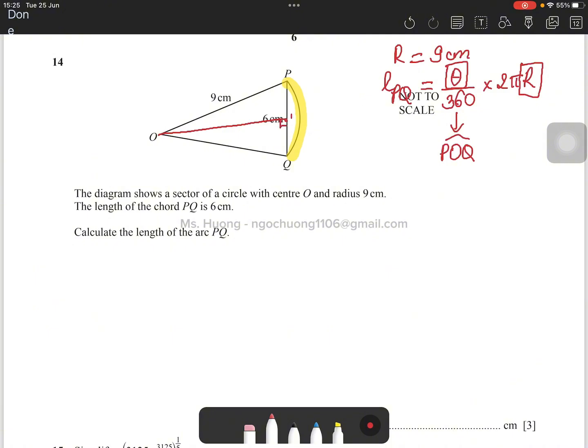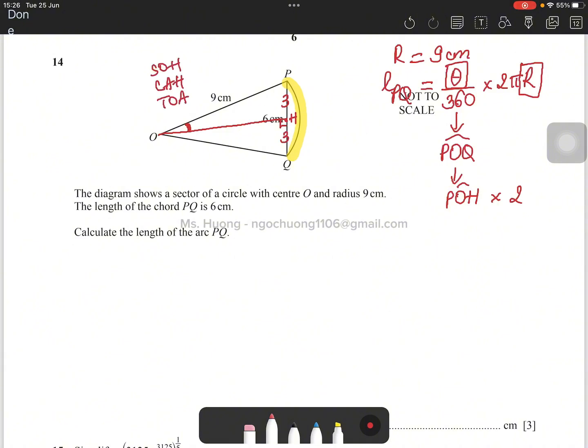And I'll call this point H. Then OH is the perpendicular bisector of PQ, which means PH is 3 centimeters and HQ is also 3 centimeters. To find the angle POQ, first I can find the angle POH and then I double it. This is the angle POH. Now it's time to use SOHCAHTOA.